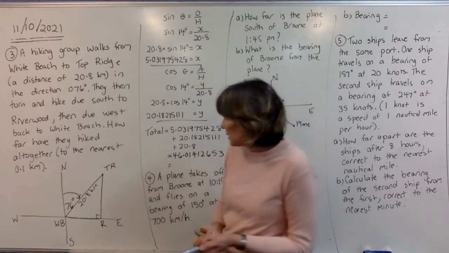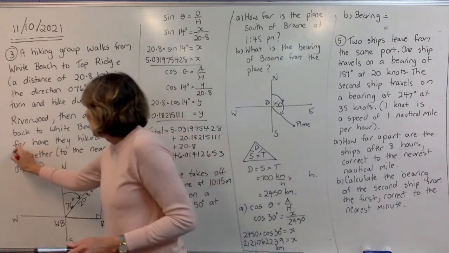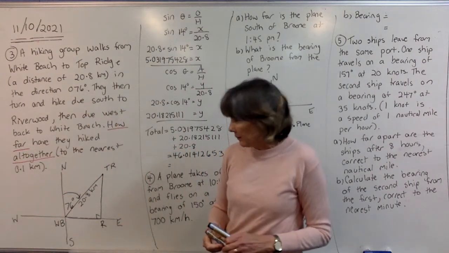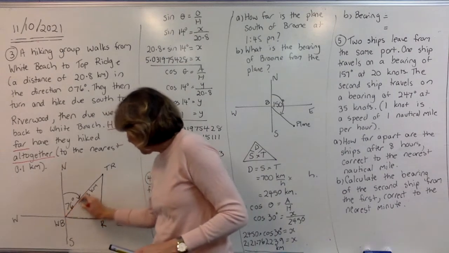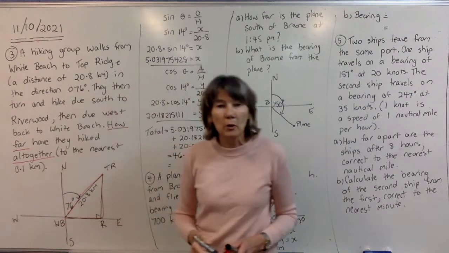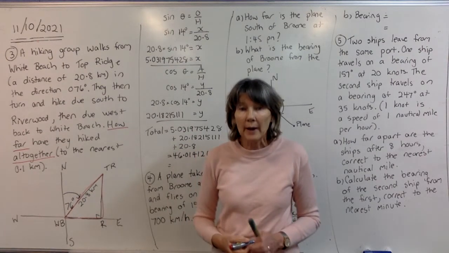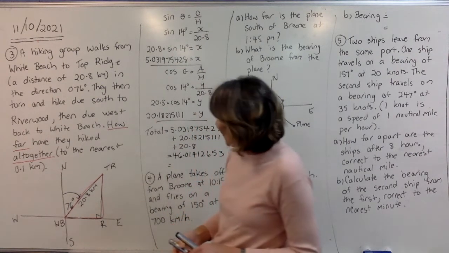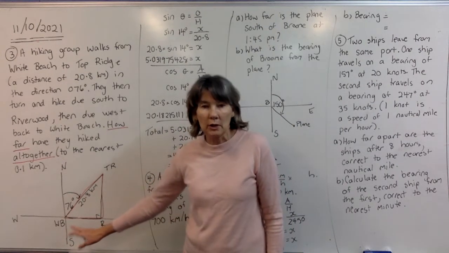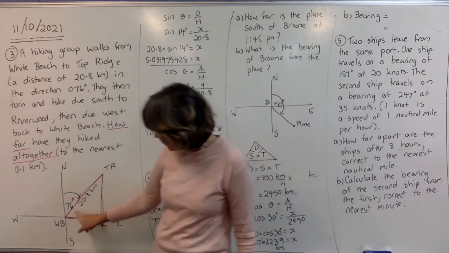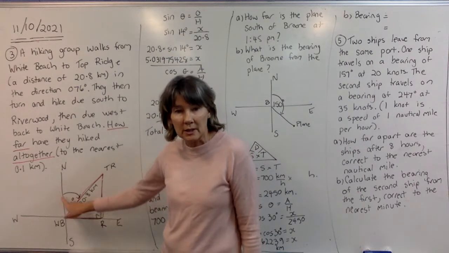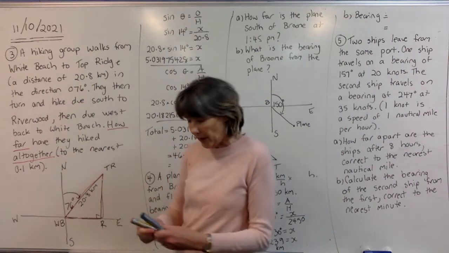Now the question says, how far have they hiked altogether? So look at what they've done. They've gone there, there, there. So you have to find all three sides of that triangle and add them up. Okay, so let's have a look. We have not got an angle inside this triangle to use at this stage. Okay, so it's really important we end up with one of these angles. And this one's closer to the 76, so it's easier if we find that one.